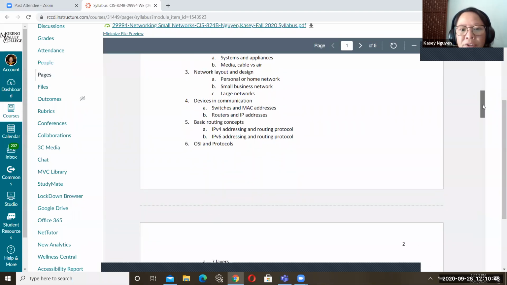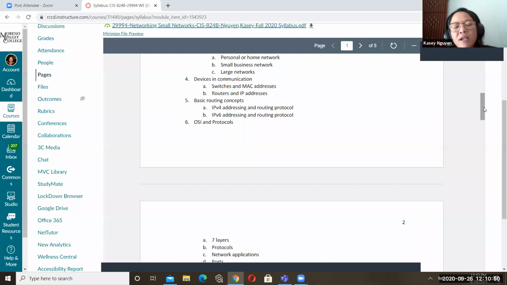And then we'll get into communication of the devices, looking at configurations of the systems, including the switches, the routers, and the addresses. It's important to understand the addresses concept because in many cases, you will work with addresses when you set up a network.